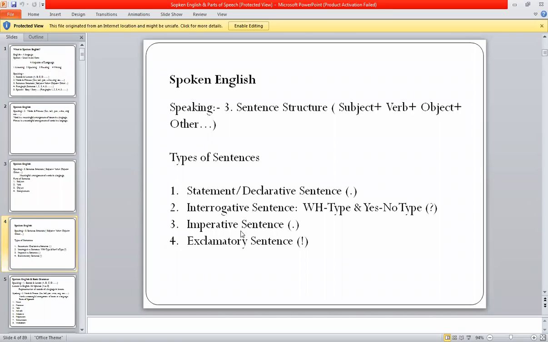Then the third type of sentence is imperative sentence, okay. The third type of sentence is what? Imperative sentence. Imperative means what? Ajnarthi, okay. Imperative means what? Ajnarthi vakya. Imperative sentence means Ajnarthi vakya.